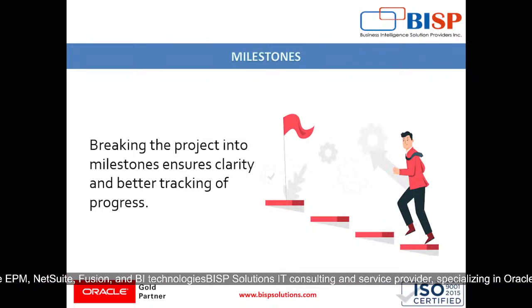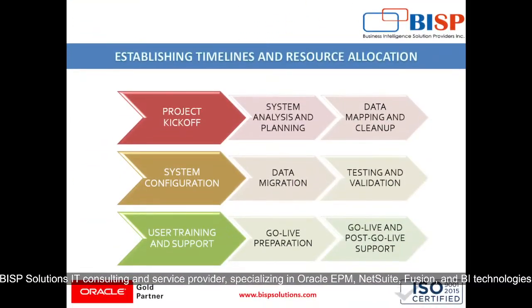Then the milestones we will be achieving: breaking the project into milestones ensures clarity and better tracking of progress. The milestones we will be covering are, first, project kickoff, which means finalizing project goals and scope, identifying stakeholders and forming project teams. Then system analysis and planning, which means analyzing the current QuickBooks setup, which means CoA and module integration, and designing the NetSuite structure, which consists of CoA, entities and workflows.